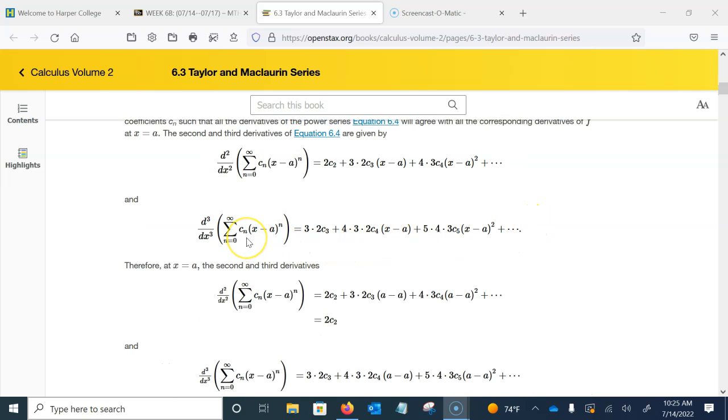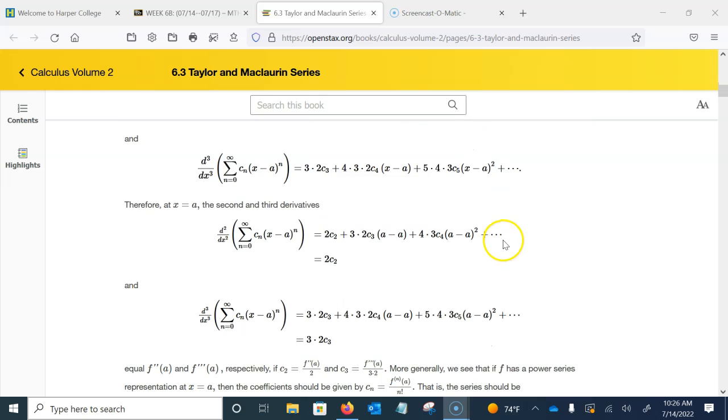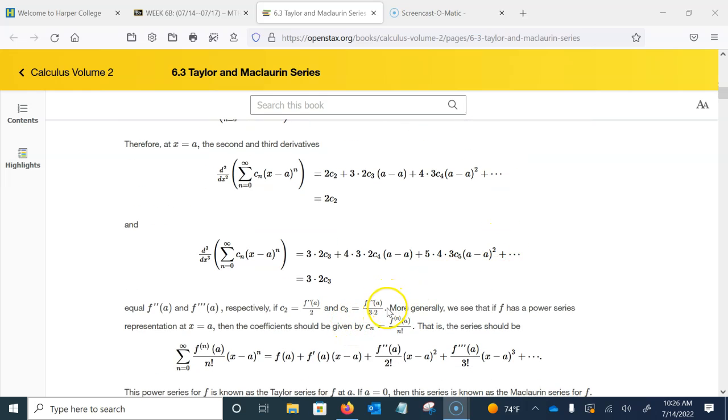If I differentiate the power series 3 times, look up ahead here, this would just become 0. This would become 6c3. Here the 2 would come out in front, this would be 24c4, right? 12 times 2 is 24c4, and there's the x minus a, etc. Now again, if I put a into the third derivative of f, these terms would all vanish, and I would be left with 6 times c3 is equal to f triple prime at a. Dividing by 6, I would get c3. So that's how they got c3, f triple prime at a divided by 6.